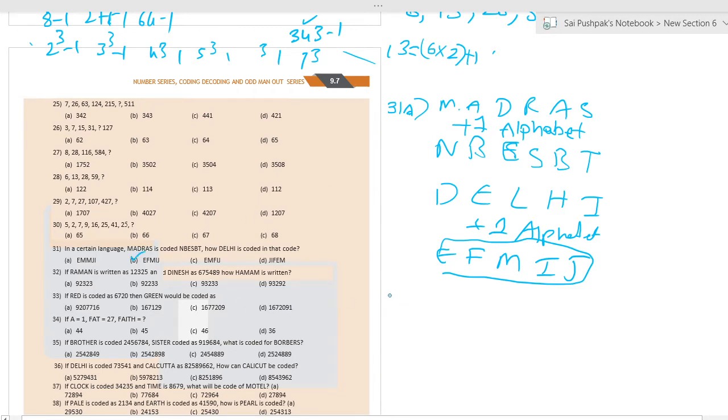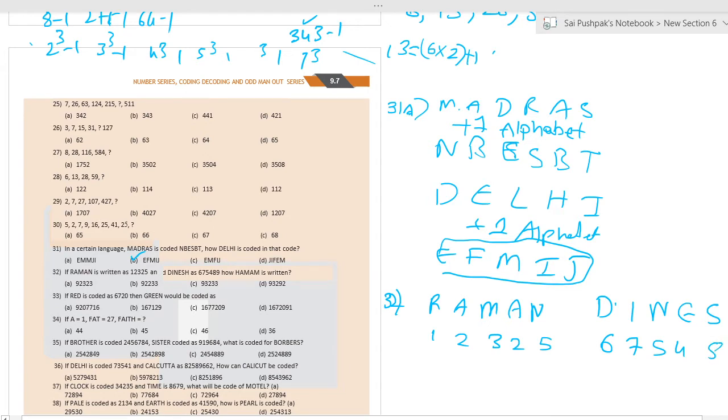Next. 32nd one, simple. If Raman is coded as 1, 2, 3, 2, 5, Dinesh is coded as 6, 7, 5, 4, 8, 9. How is Hammam written? Okay. Simple, we just need to substitute the values.